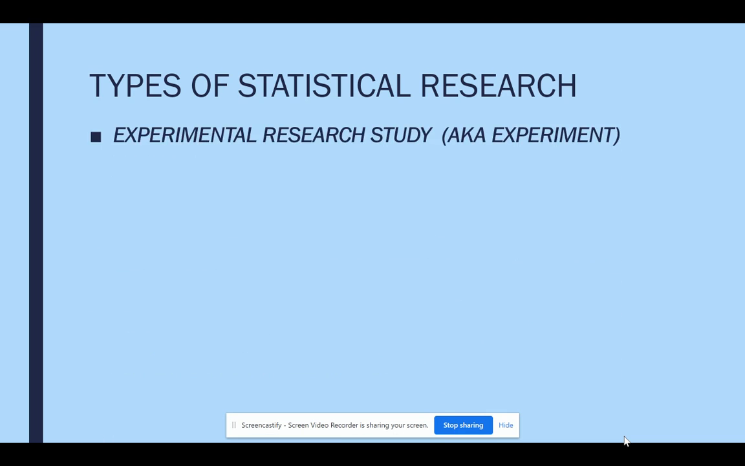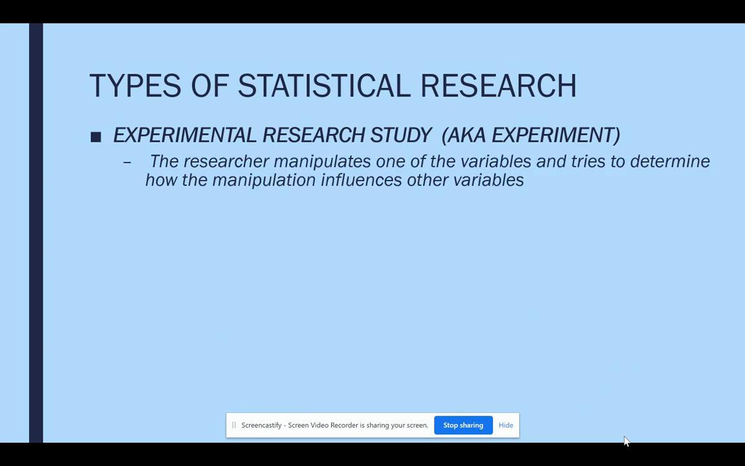is an experimental research study, or we simply call it an experiment. Within an experimental research study, the researcher manipulates or changes one of the variables and tries to determine how that manipulation influences or affects the other variables. Okay, so you're making a change within one of the variables and observing what happens.